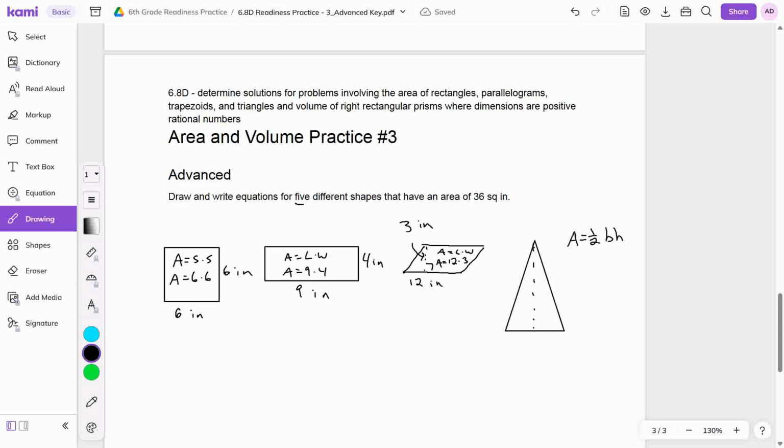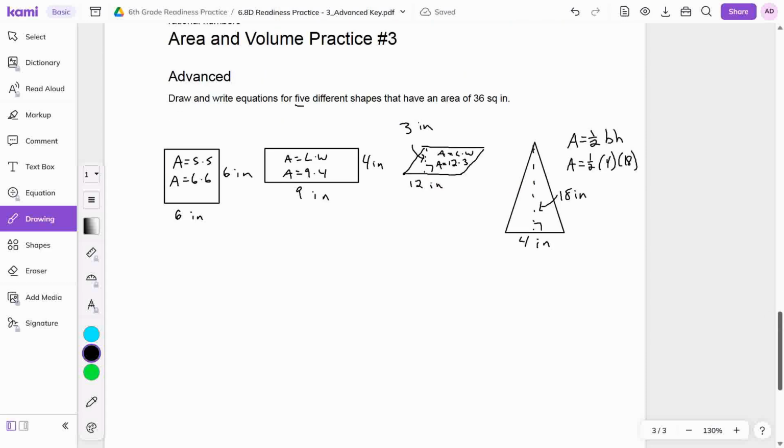Let's do that. Let's do 4 inches. And let's say this is 18 inches. So area is going to equal 1/2 4 times 18. And if you think about it, right, half of 4 is 2. So 2 times 18, boom, you got your 36. Now I need one more. You can also draw a trapezoid.